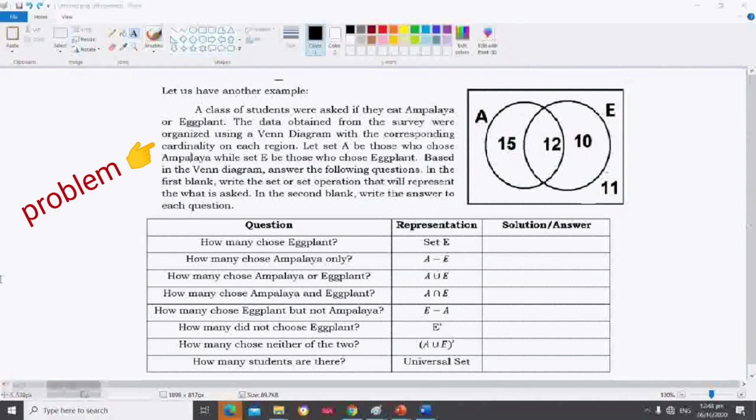A class of students were asked if they eat ampalaya or eggplant. The data obtained from the survey were organized using a Venn diagram with the corresponding cardinality on each region. Let A be those who chose ampalaya, while set E be those who chose eggplant. Based on the Venn diagram, answer the following questions. In the blank, write the set operation that will represent what is asked. In the second block, write the answer to each question.